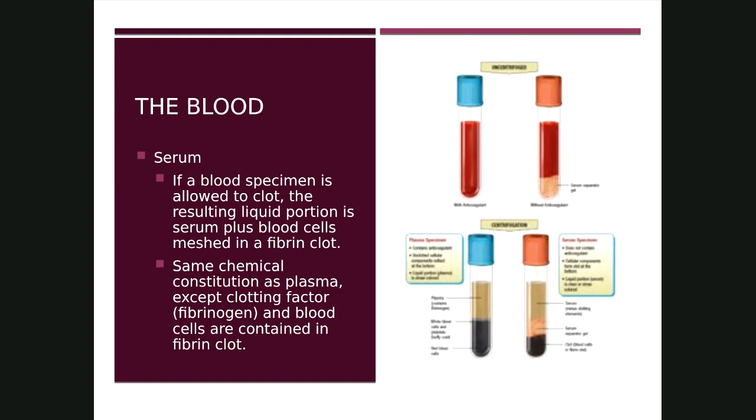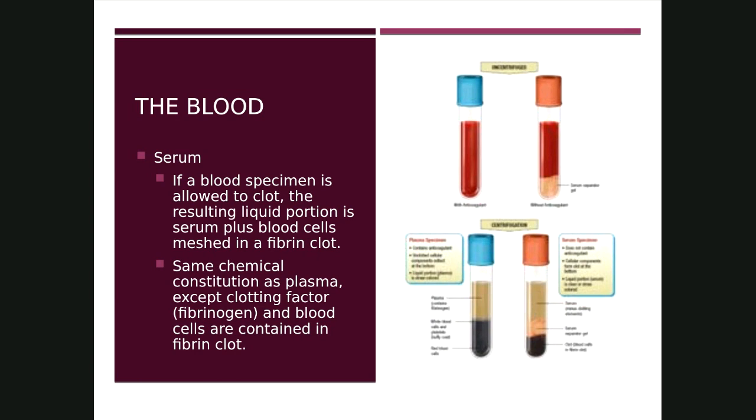So this is a tube with an anticoagulant. An anticoagulant prevents the blood from clotting. This tube does not have an anticoagulant, which would allow the blood to clot. As shown in this image, it contains an anticoagulant. Its unclotted cellular components collect at the bottom. The straw-colored liquid portion is plasma, which contains the fibrinogen. Then there is a buffy coat, which is white blood cells and platelets, and then red blood cells would be on the bottom.